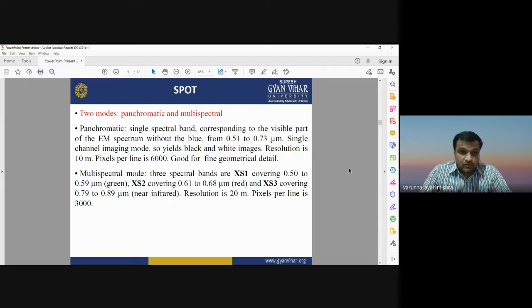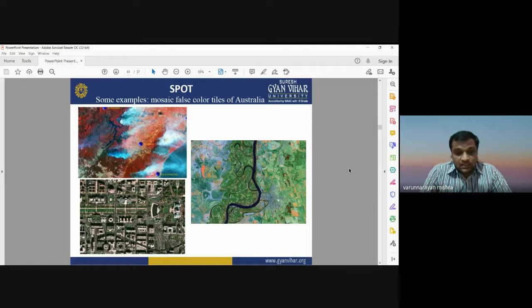So the SPOT sensors work in two different modes with different spatial resolution and different numbers of bands, and both have different applications as per the requirement. When we are going for high resolution images, we need to go for panchromatic mode images, and if we want medium resolution images, it is better to use the multispectral mode of the SPOT satellite. These are some sample images acquired by the SPOT satellite. This image shows a false color composite over the Australian region.